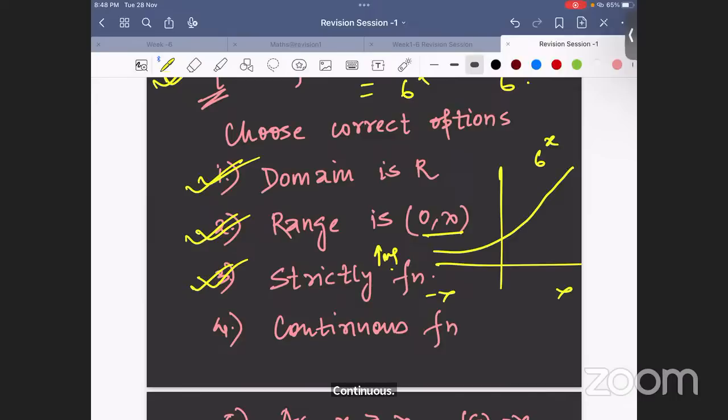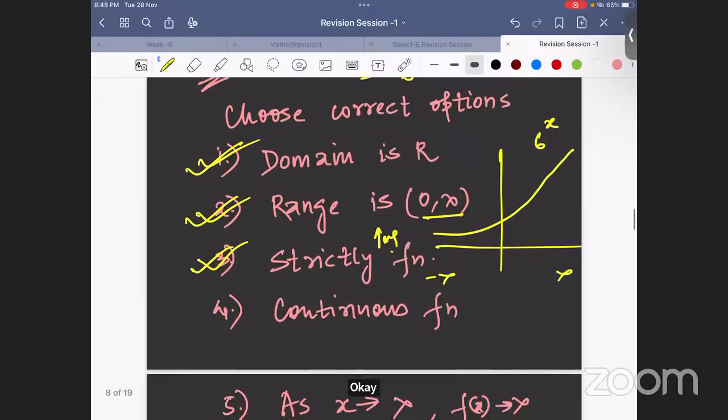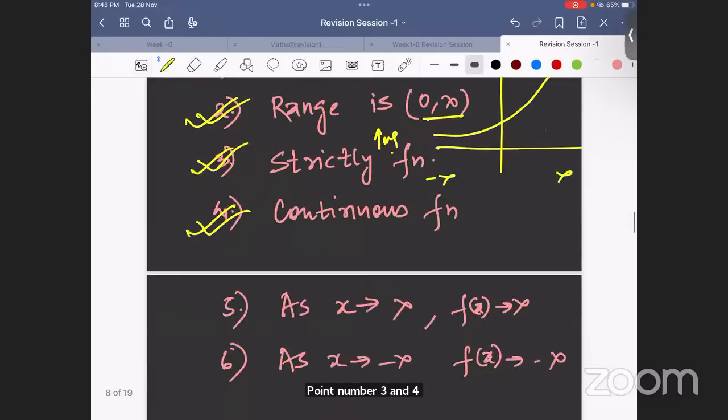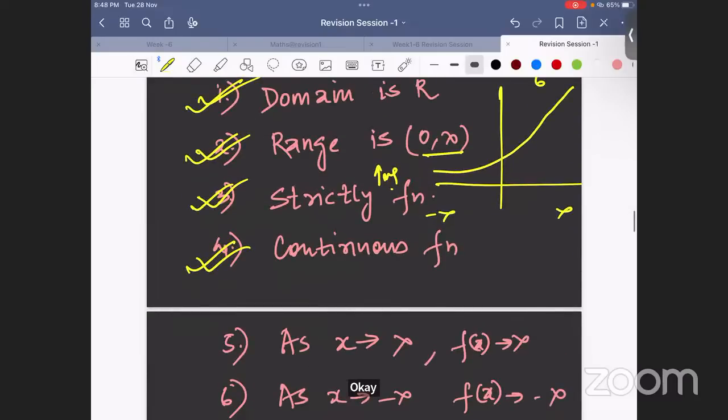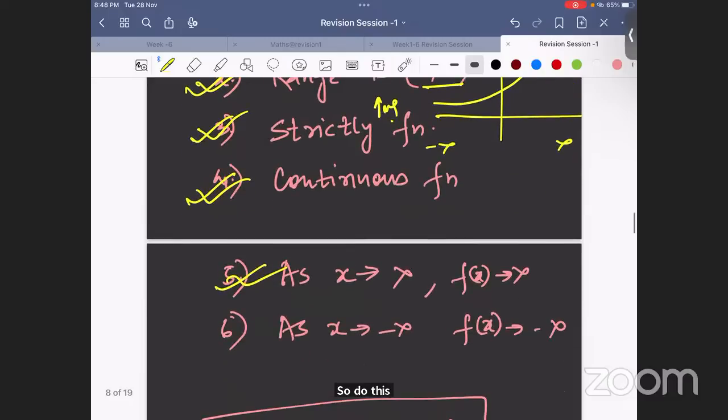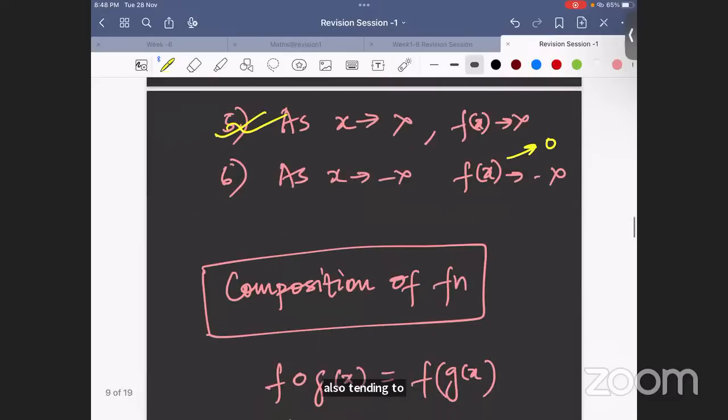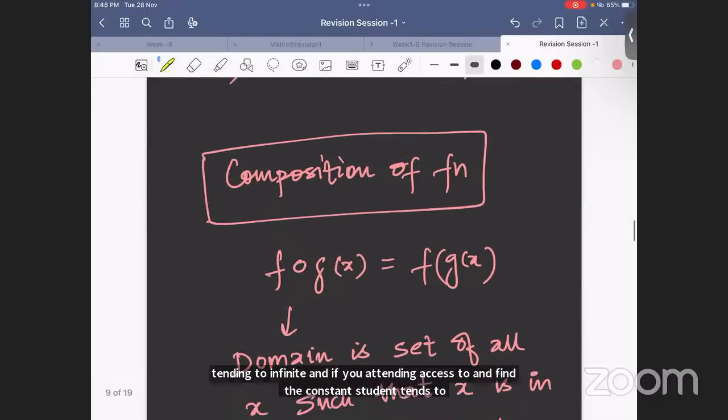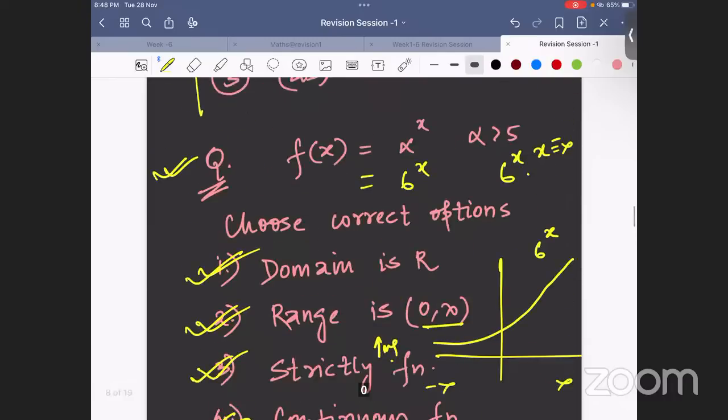A smooth curve, points number 3 and 4. No breakage in the graph. It is a smooth curve. And if x is tending to infinite, the function is also tending to infinite. And if x is tending to minus infinite, the function tends to 0. Okay, is this clear to everyone? Yes, sir. If you have any doubt, you can ask me.